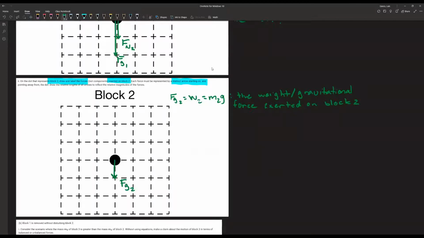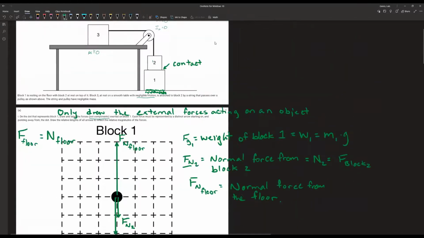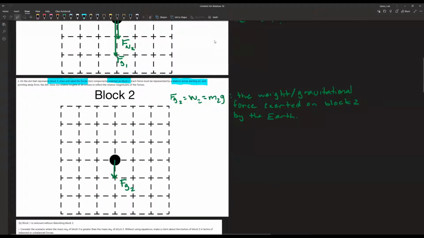And the thing that gives this thing weight is the Earth, so by the Earth. Okay, so there's our force pulling it down. Well, this block is totally balanced. It's not accelerating in any direction, so we need to have an upward force that balances this downward force. And so we're going to need one force pulling it up, 1 square in length.